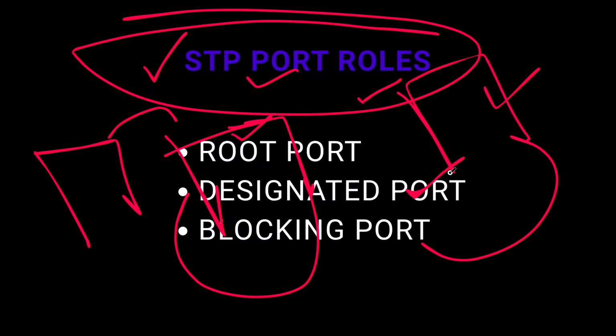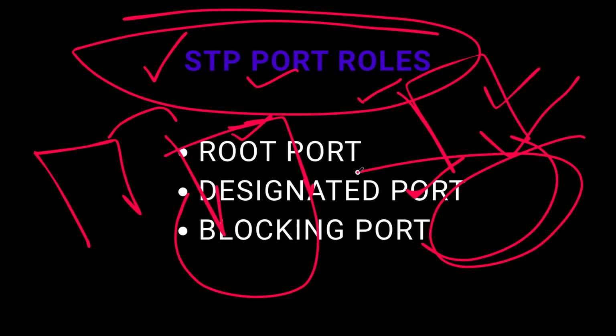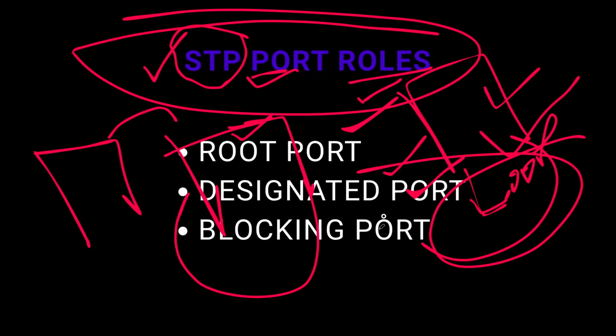Designated port is basically allowed to forward. The designated port is allowed to forward the traffic. Blocking port is basically there to stop the loop. So we have three things in the spanning tree protocol port roles: root port, designated port, and blocking port.